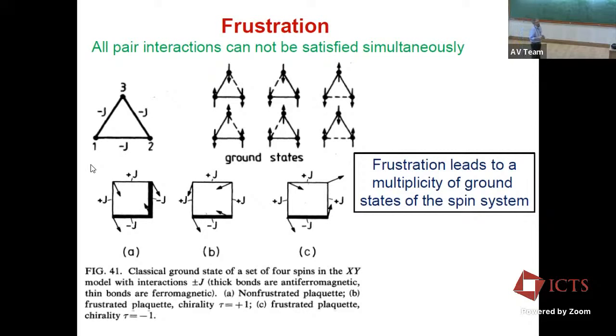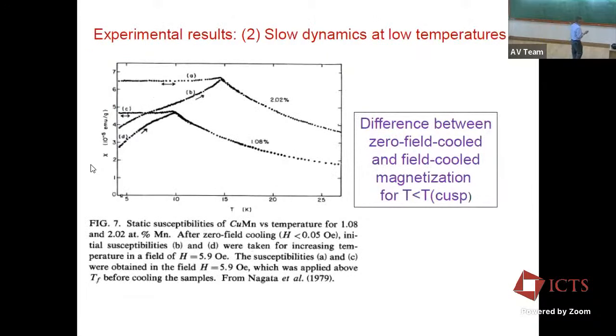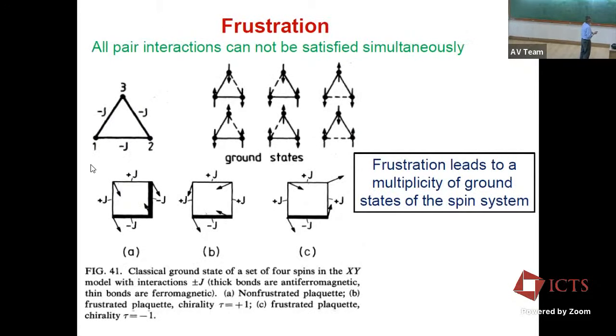But still, because some bonds are unsatisfied, it's possible to have excited states which are close to the ground state. In other words, in general, frustration leads to, I shouldn't say ground states, near ground states. The energies are not exactly the same, but similar energies are possible. So this is actually very important. We'll see that this multiplicity of low-lying, low-energy states plays a very important role in understanding the properties of this system.